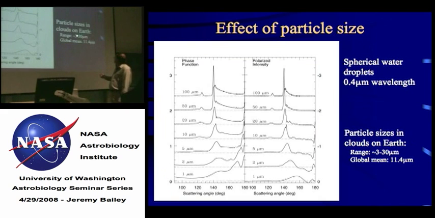Typical cloud particle sizes range from about 3 to 30 microns. So the average size, the global mean, is actually about 11.4 microns, so it's close to this 10 micron plot here. So this is the sort of rainbow peak you would actually get from cloud particles.